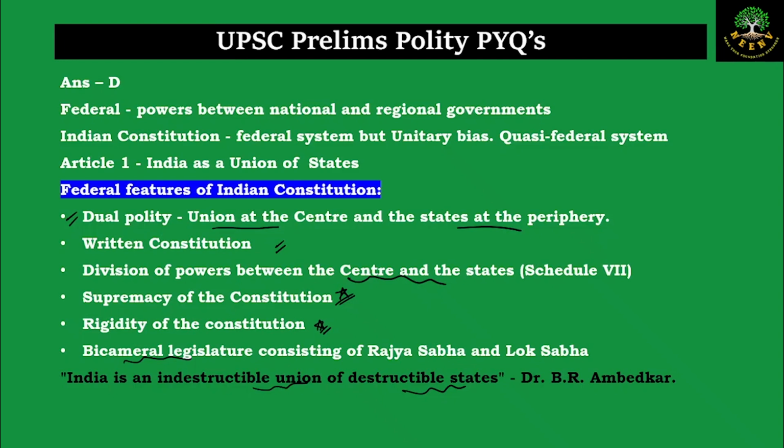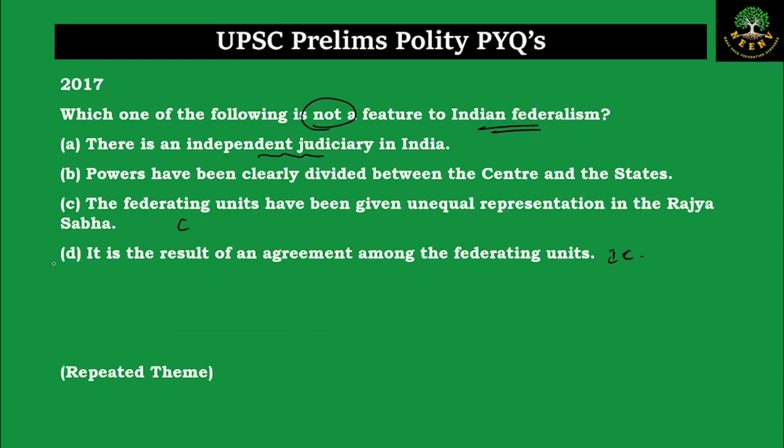We are a federal country, but what kind of federal? We are a federal system, but with unitary bias. So that is why the statement number D is incorrect, because our federation is not a result of agreement among the federating units, which is like America. No, this is the wrong statement.